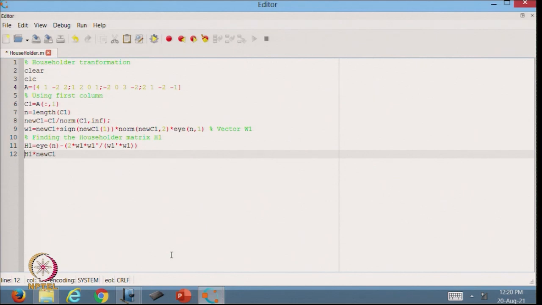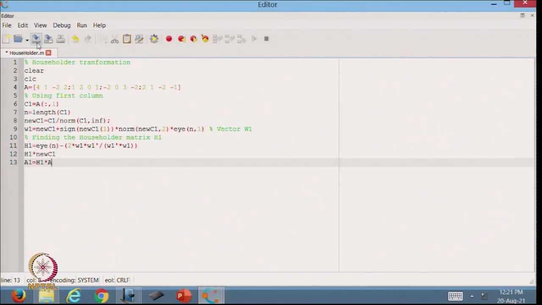So, I can define this as new C1, new C1 I will define. So, maybe I can just put this value here. And then from there I will find my new A, or maybe I can write this as my A1. So, A1 I will get by multiplying H1 with my matrix A. So, let us see whether it is going to work till here or not.